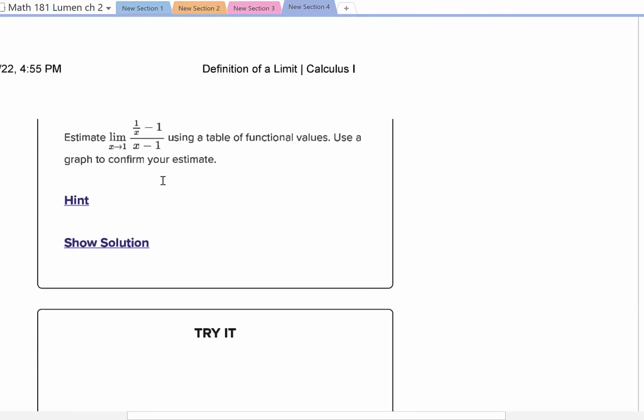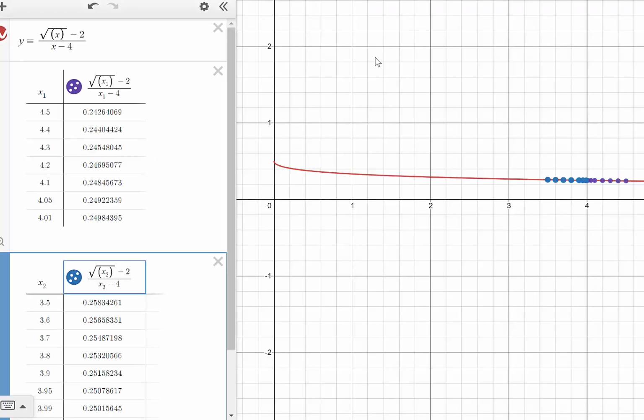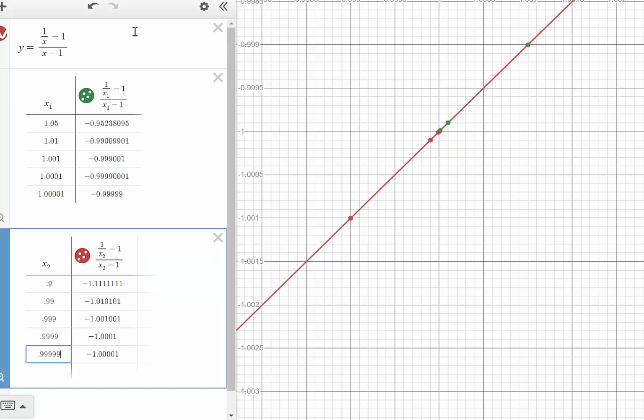Another one here. The limit of 1 over x minus 1 over x minus 1 as x approaches 1. Again, if you plug the 1 in there, you're going to have 1 over 1 is 1, 1 minus 1 is 0, so you have a 0 over 0. Let's see what this might be. I also have a Desmos made for this one. There it is. And I made the tables here.